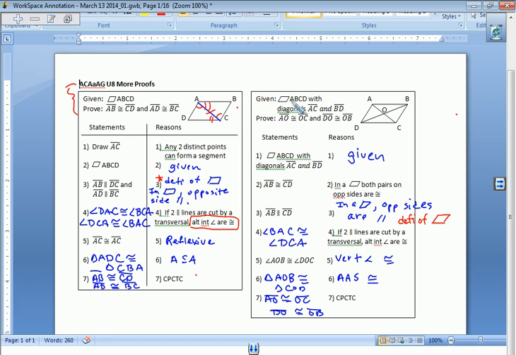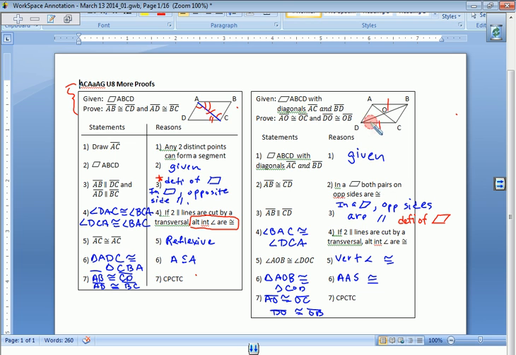Okay, all right, here we go. Given parallelogram ABCD, so they told us it's a parallelogram again, and with diagonals AC and BD. So that's already drawn for us. We've got the picture. It was given. Good. AB is congruent to CD. Well, yes, because when we have a parallelogram, both pairs of opposite sides are congruent.